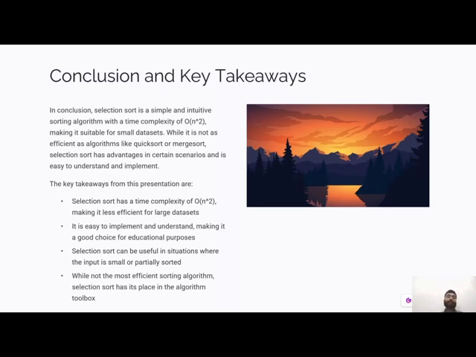The key takeaways from the presentation are: selection sort has a time complexity of O(n^2), making it less efficient for large data sets. It is easy to implement and understand, making it a good choice for educational purposes. Selection sort can be useful in situations where the input is small or partially sorted. While not the most efficient sorting algorithm, selection sort has its place in the algorithm toolbox.